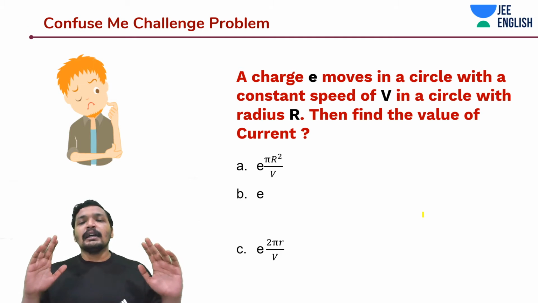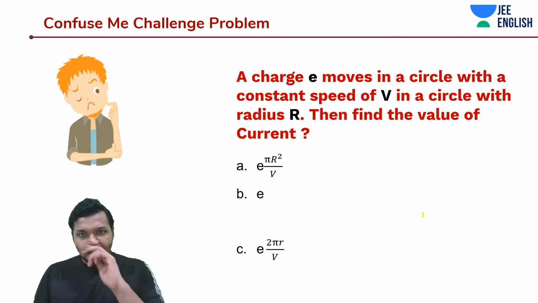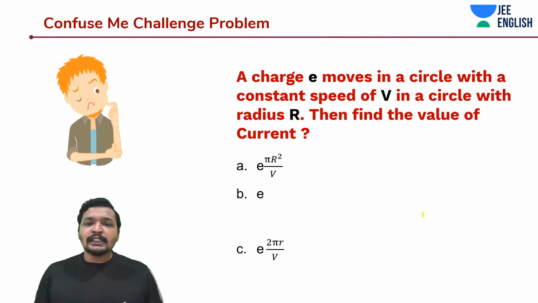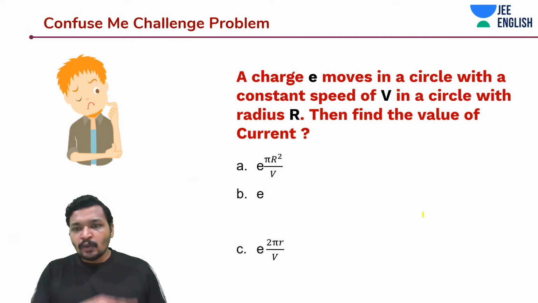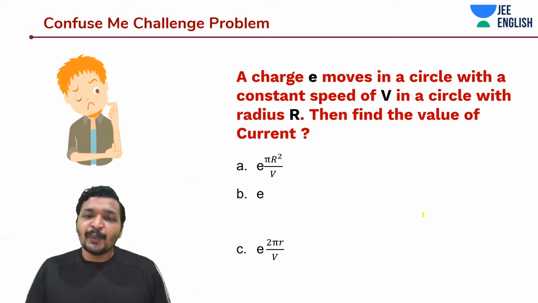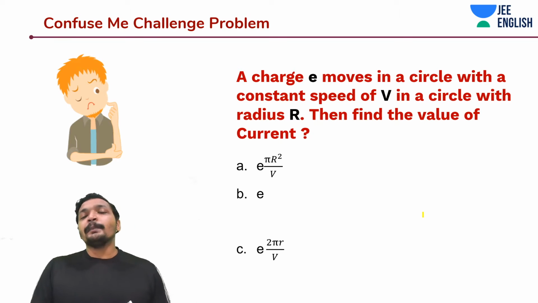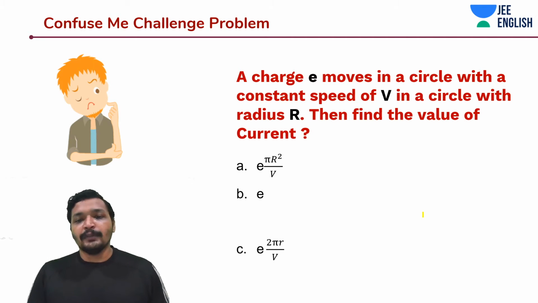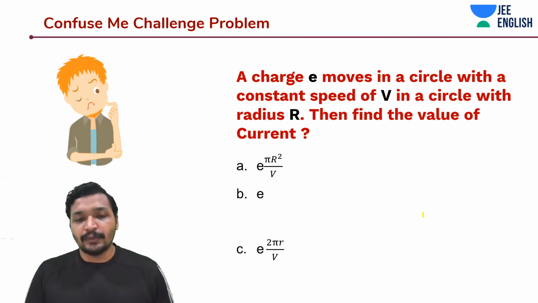So let's say now I need to find out the value of current. And I know this charge E is flowing in a loop of radius R with a constant speed V. So what would be the time period? First, you need to understand the time period to solve this problem. You should not approach it the other way around.